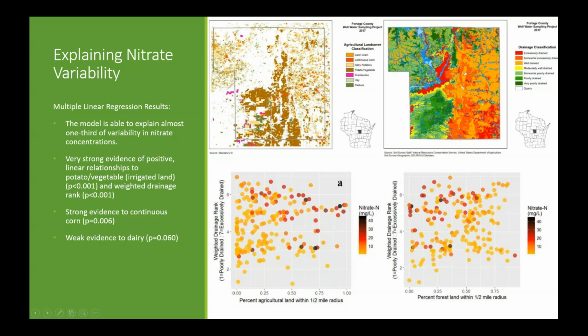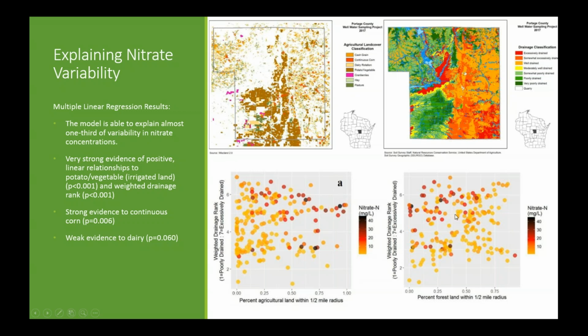So we have agricultural land cover in the upper left, soil drainage on the upper right, and then these graphs on the bottom are showing nitrate as a function of soil drainage classification on the left, or the y-axis, and percent agricultural land within a half-mile radius of the well on the lower x-axis. The dot is situated on that graph to show the characteristics of the soil and the percent land cover, and the color of the dot corresponds to that nitrate concentration. What we see is that as the percent of agricultural land within half a mile of the well goes up, and as the soil becomes more well-drained, nitrate values tend to increase.